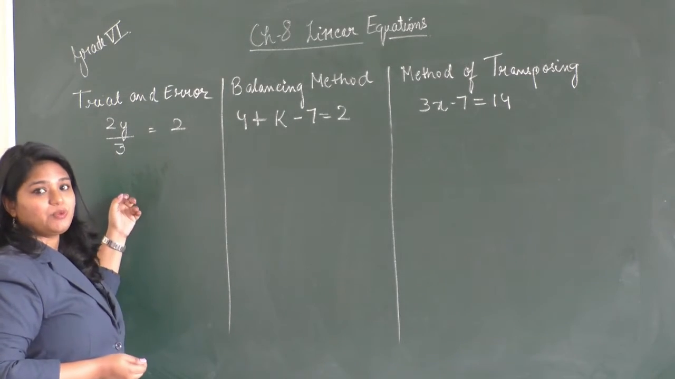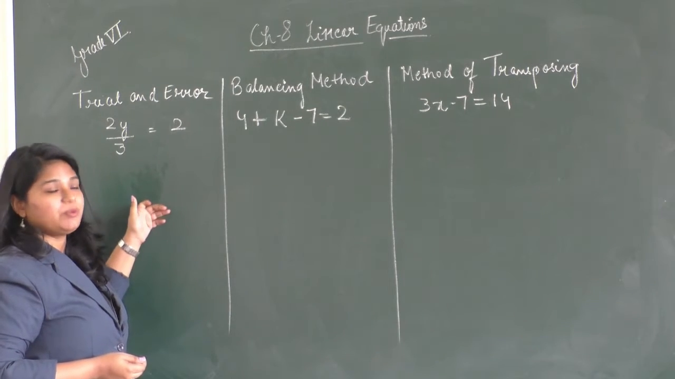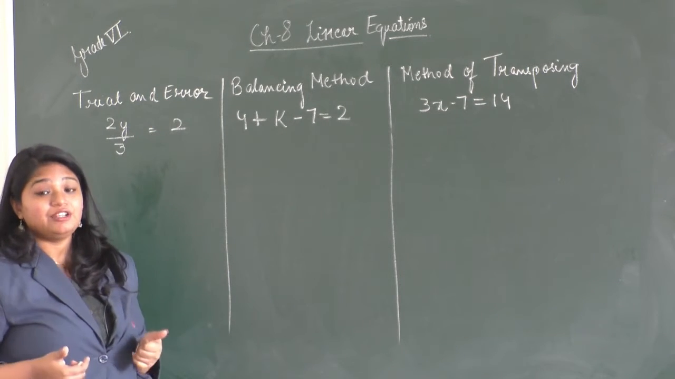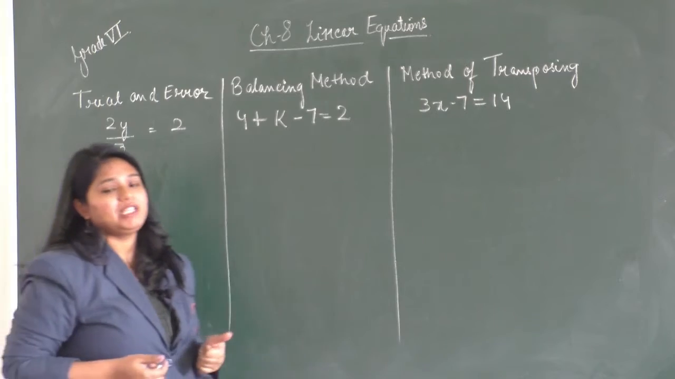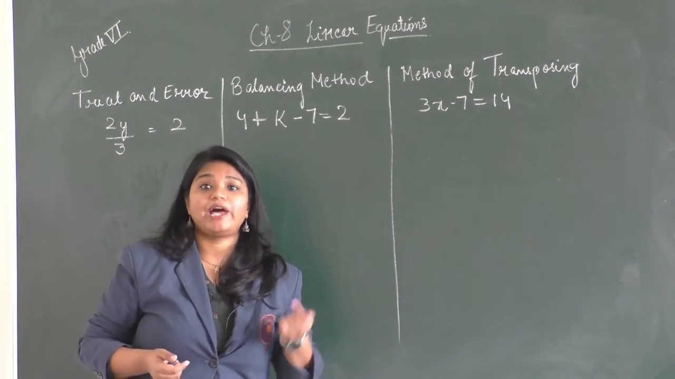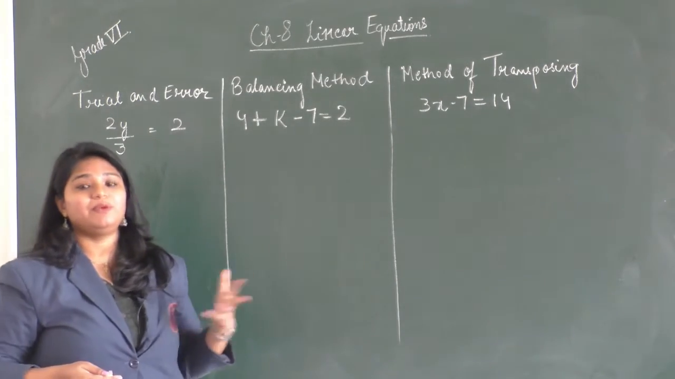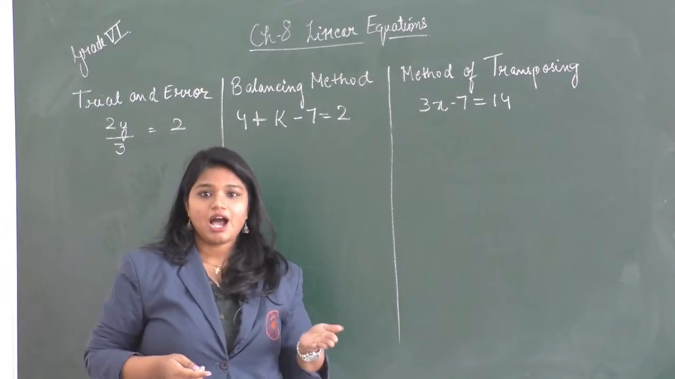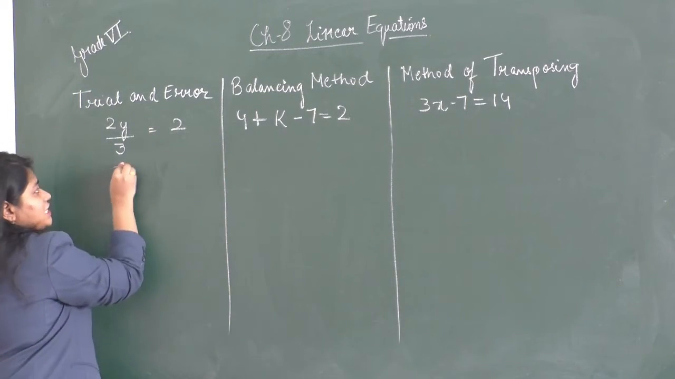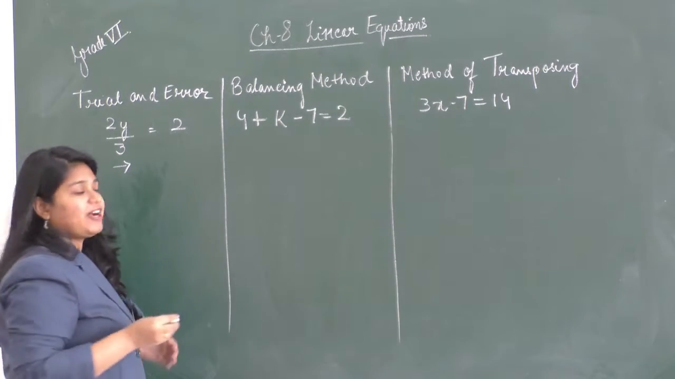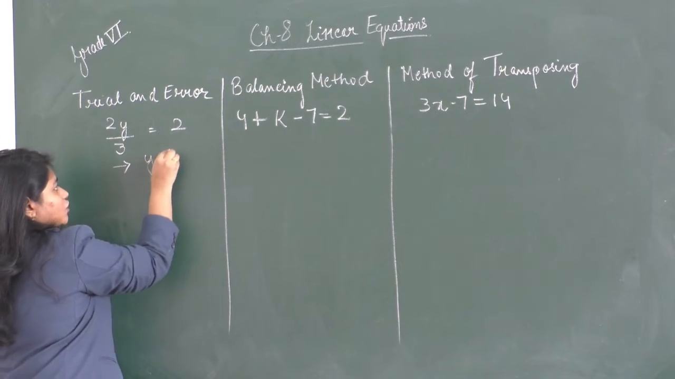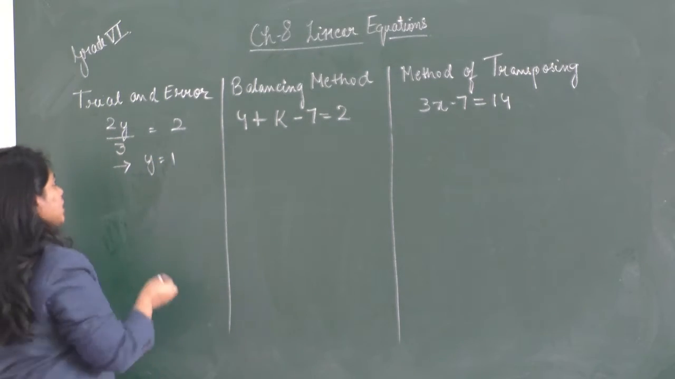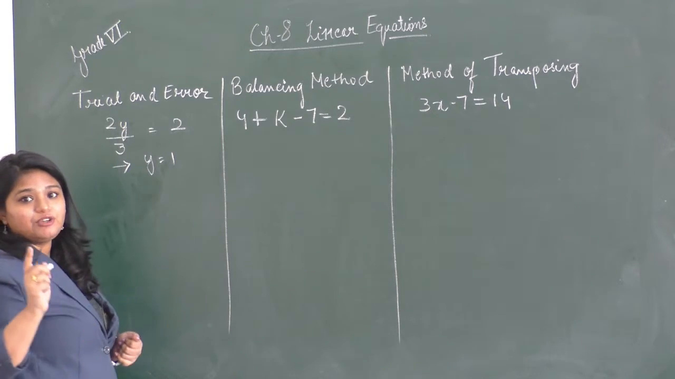Let's solve this equation and find the solution of the equation using the trial and error method. In the trial and error method, we keep on substituting the value of the variable till we get the LHS equal to the RHS. So first let's substitute the value of y as 1. So we will write y is equal to 1. Now let's substitute the value of y as 1.